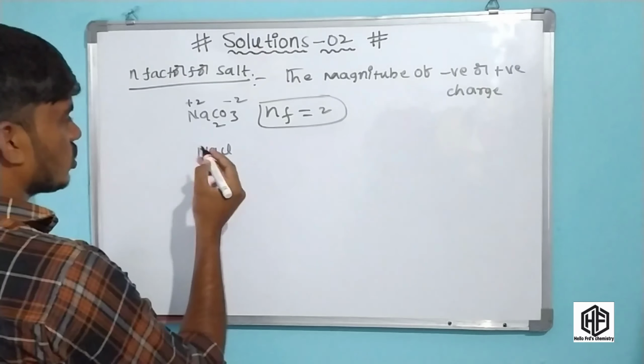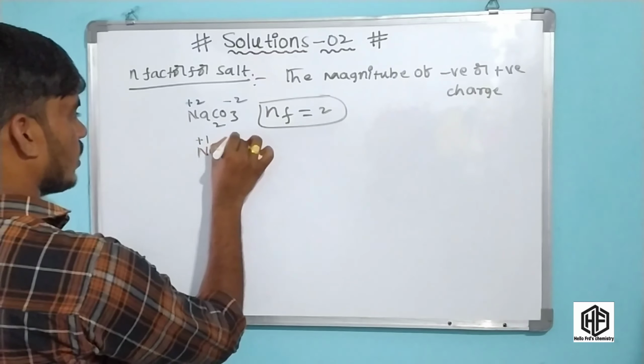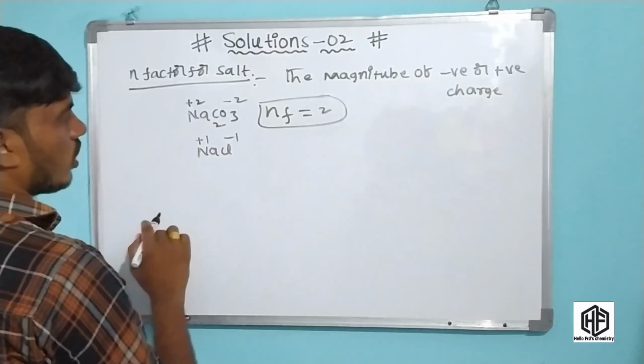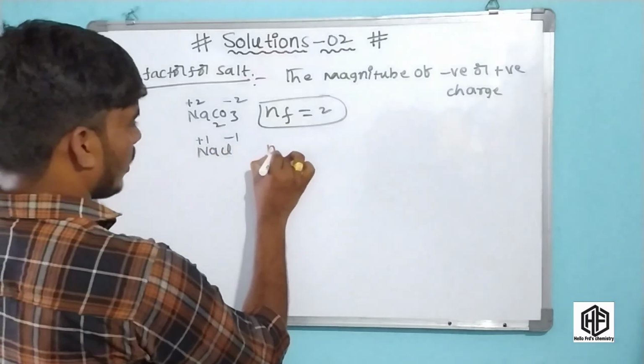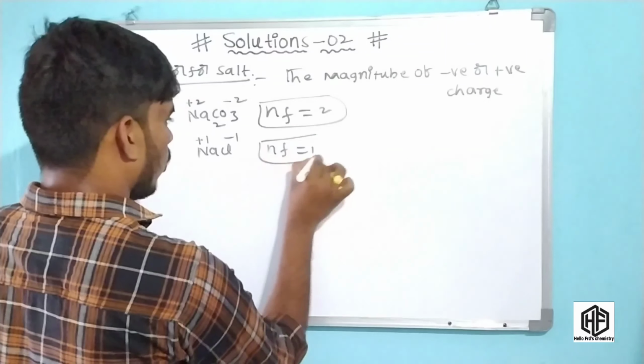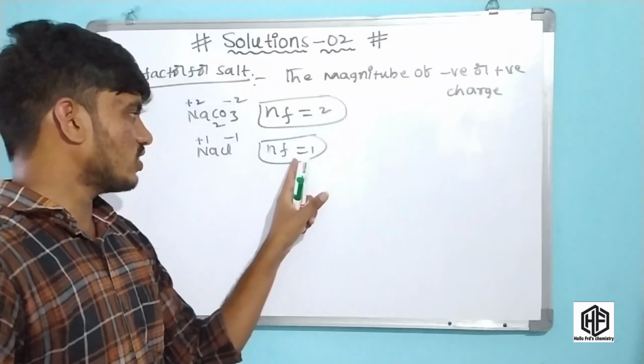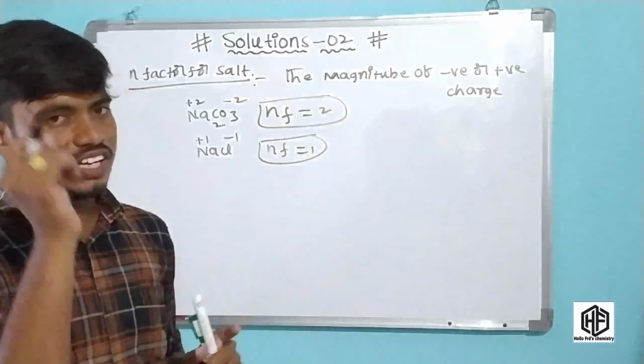Okay friends, NaCl is salt. Now this is the plus 1 and this is the minus 1. The magnitude of the positive or negative charge is plus 1 or minus 1. Now the n factor value is 1. Okay friends, this is the magnitude of positive or negative charge. For NaCl the n factor value is 1, and for the next example the n factor value is 2.